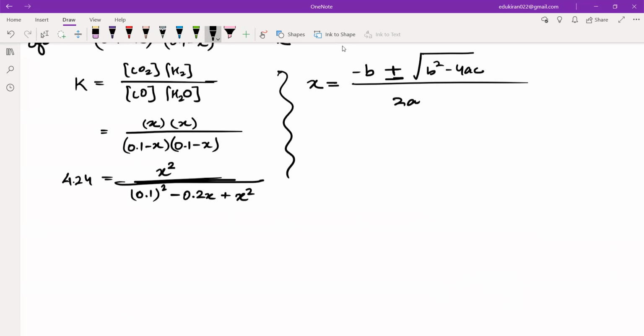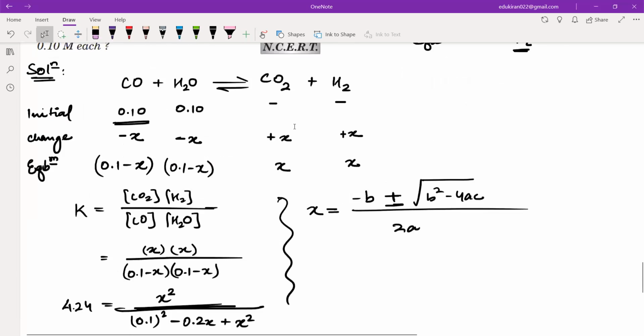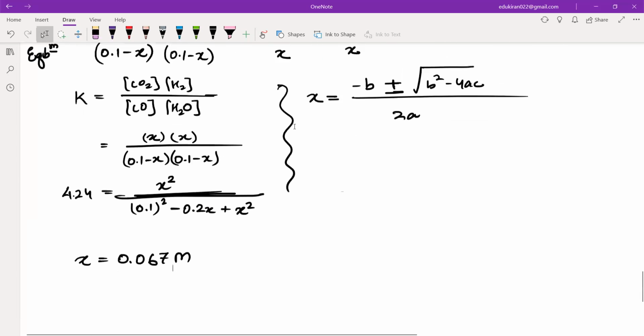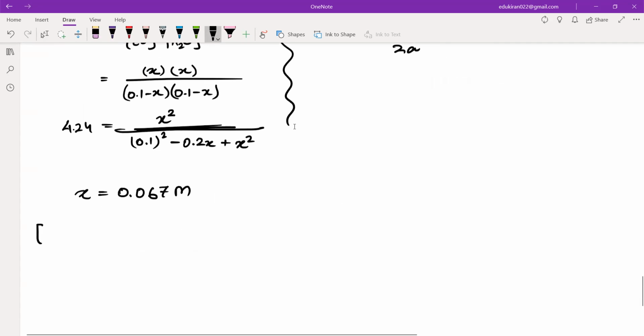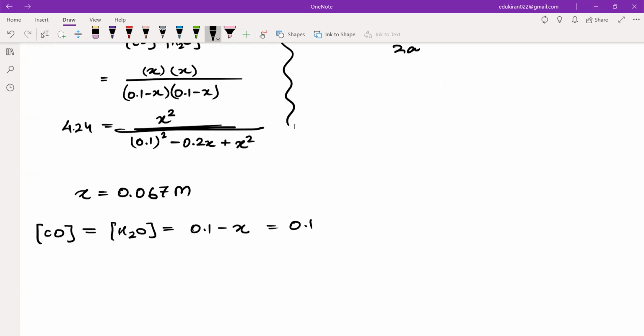0.067. I think a few of them got. X is equal to 0.067. This will be in molar. So we have these concentrations of CO and H2O. Let me write first. The concentration of CO is equal to the concentration of H2O, which is equal to 0.1 minus X. This was the equilibrium concentration. So it will be equal to 0.1 minus 0.067.